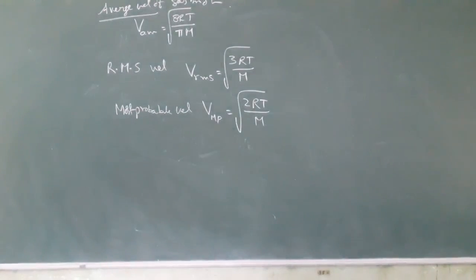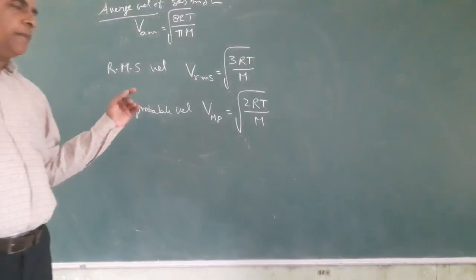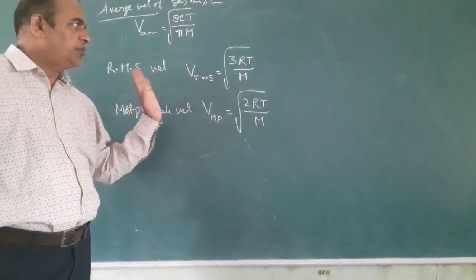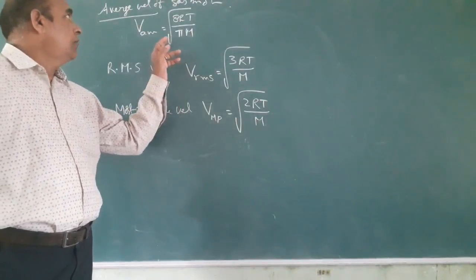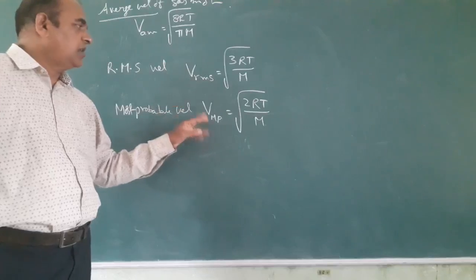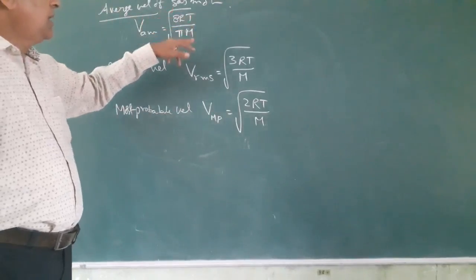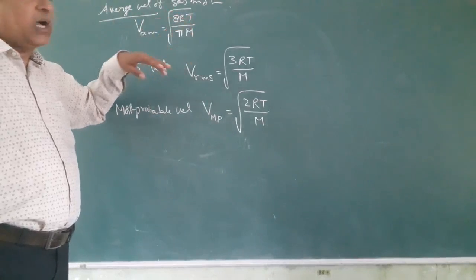Root of 2RT by m. So gas molecules have RMS velocity, average velocity, and most probable velocity. In these, RMS velocity is more than average velocity, which is more than most probable velocity. We can check it. Here T by m is constant, R is also constant.